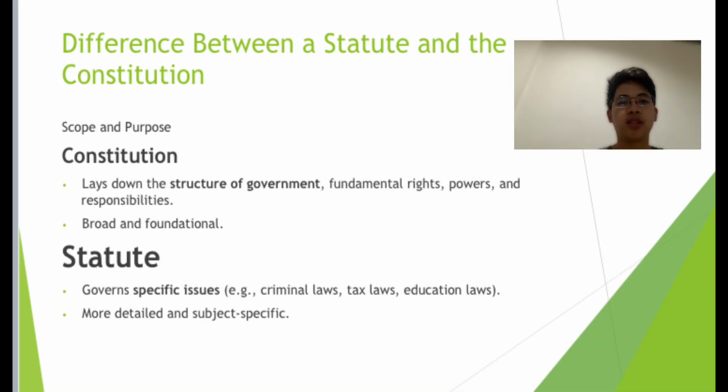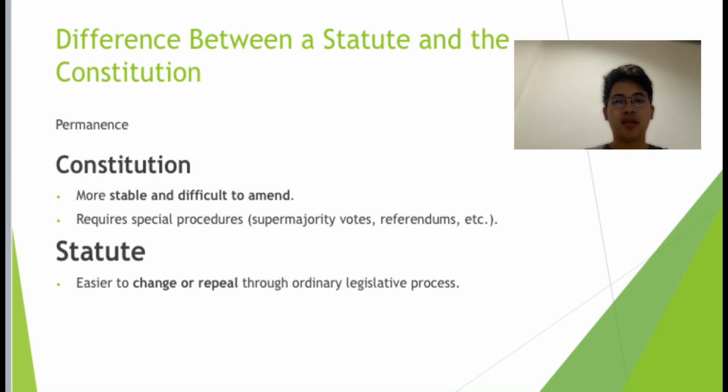Scope and purpose. The Constitution gives the big rule, government structure, people's rights and responsibilities. A statute gives specific rule like tax, school, or crime. Permanency. The Constitution is hard to change. It needs special step like vote or referendums. A statute is easily to change by the lawmakers.